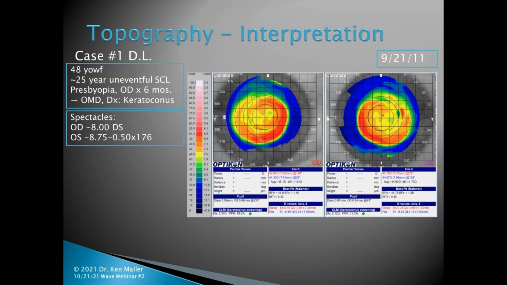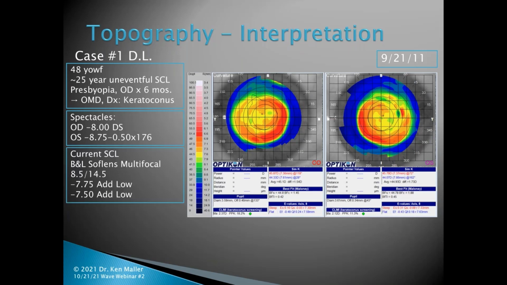Spectacle Rx was -8.00 -0.75 x 176, so she's a high myope. She was currently in a soft lens multifocal, -7.75 and -7.50 with low adds on both, because she is only 48 when she presented to see me.